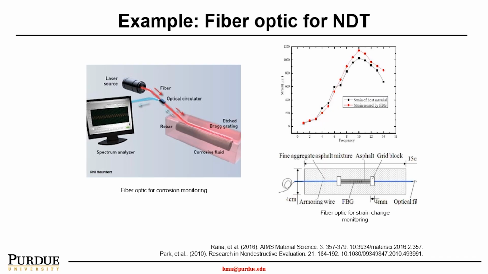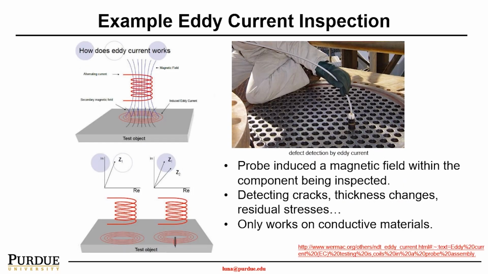So for some other examples, researchers or engineers start using fiber optics and looking at the stress and the corrosion of the rebars, and from there they can understand the structural integrity of the materials at the structure level. So here is an example of people using eddy current to understand corrosion.